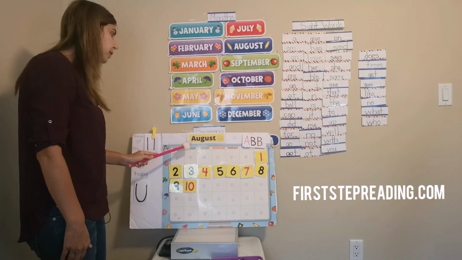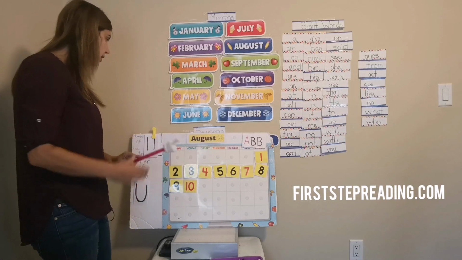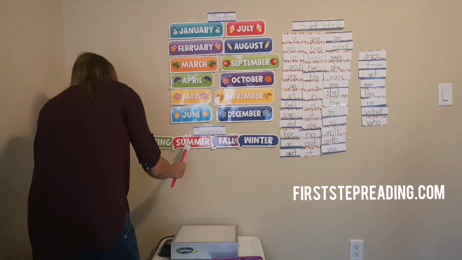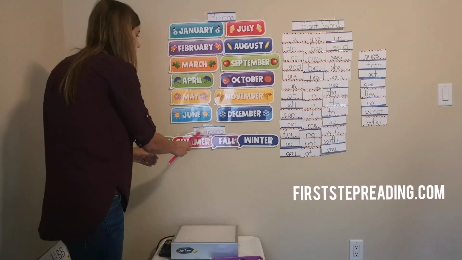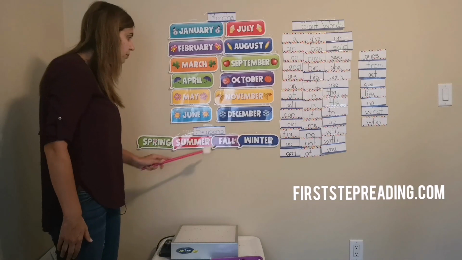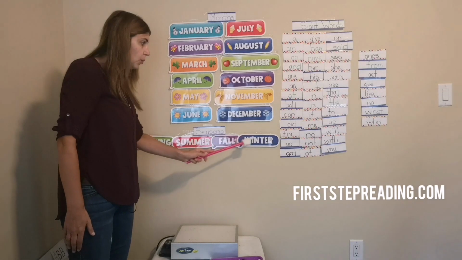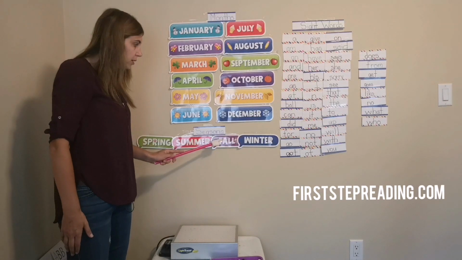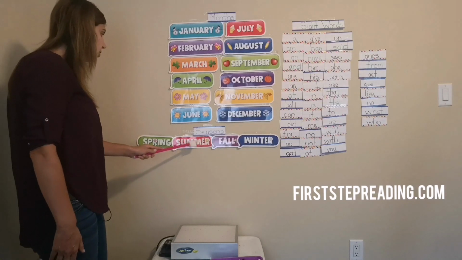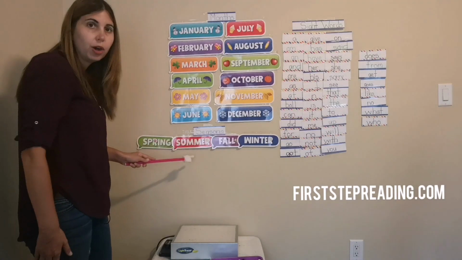Today we're talking about August. August is in the season of summer. There are 4 seasons in the year. There's spring, summer, fall, winter. Some people call fall autumn. Right now, we're talking about summer because we're talking about August.